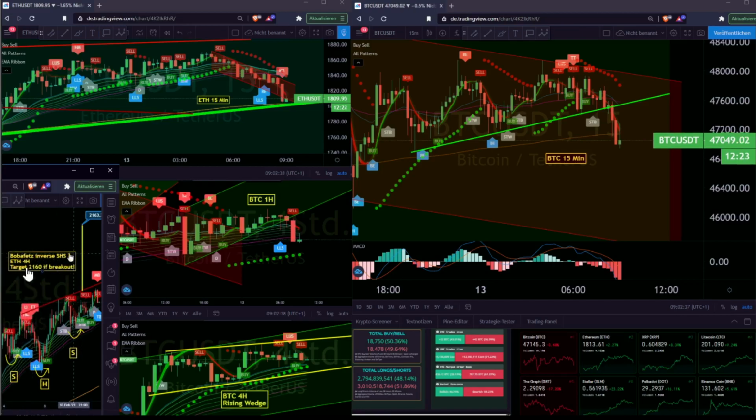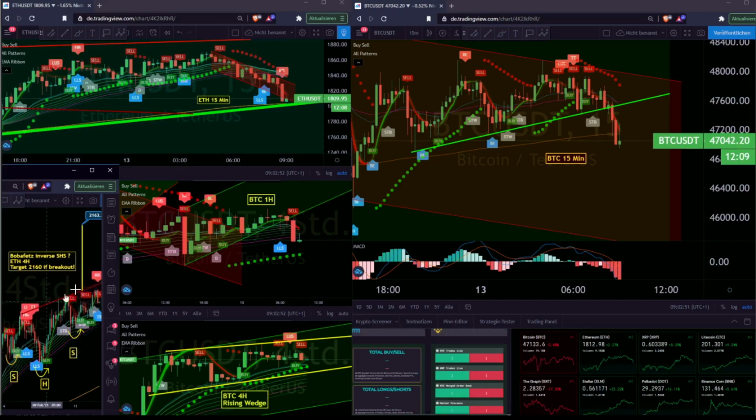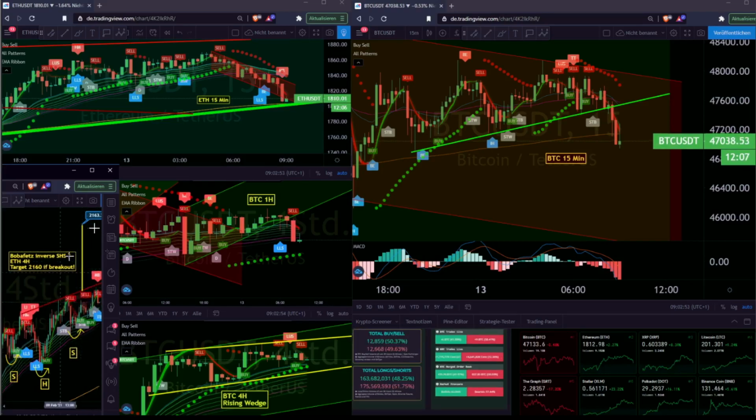Boba Fett is a very nice guy in my community. He told me, Biti, can this be an inverse head and shoulders? And yes, Boba Fett, it's still active. Here's a shoulder, here's a head, here's a shoulder, and we have a baseline here, and maybe we break out to the upper side. We have a target of about 2100 on Ethereum, and it's still possible to break this trend line, and then we go long with our trade to 2100.